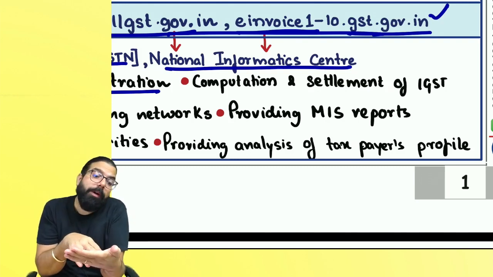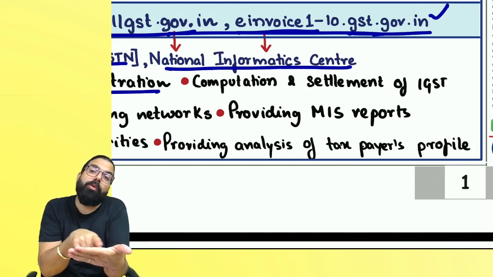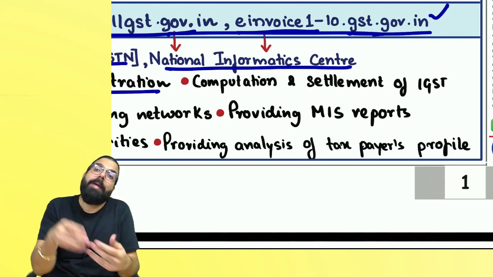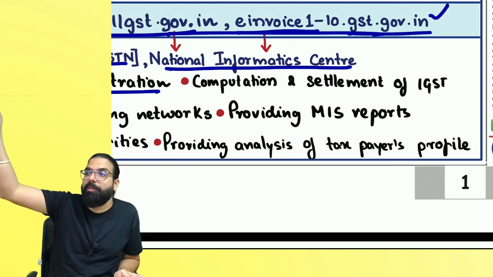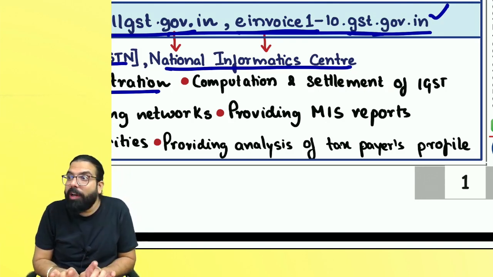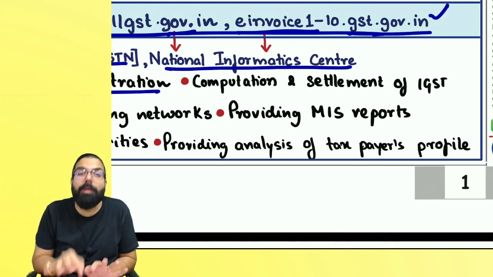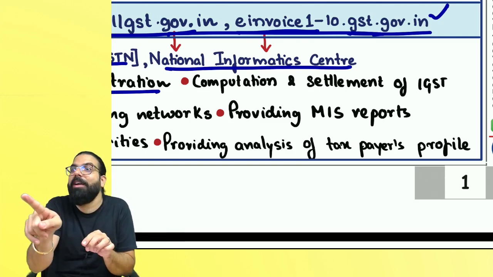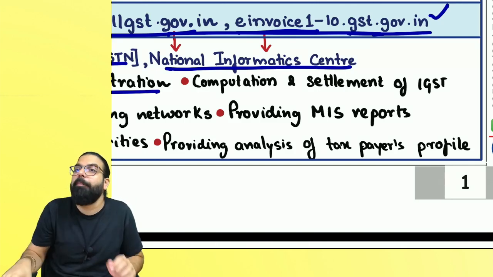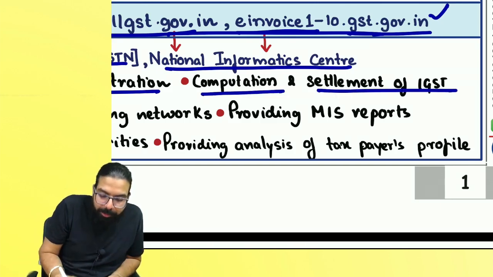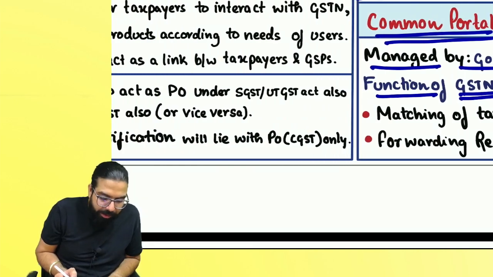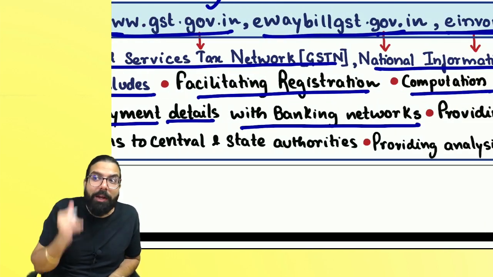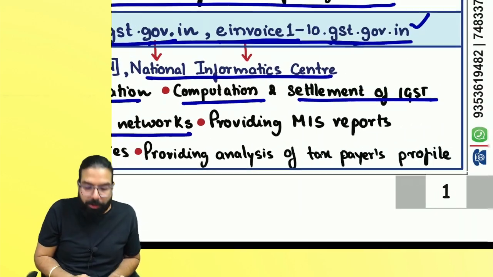Do you think every month government will go ahead and sit and calculate how much should I pay to which state? Or it will be done automatically by the backend? The backend which is created by the Goods and Service Tax Network. Automatically, when you put, I have sold the goods to the state of Tamil Nadu, they will automatically say, oh, Tamil Nadu consumption, half central government, half state government. That automatic computation and settlement of IGST is also done by GSTN. Then matching of tax payment detail with the banking network. You made online payment, whether the government has received it or not.